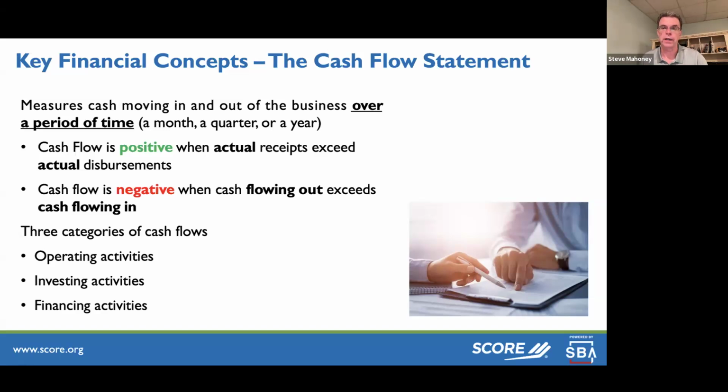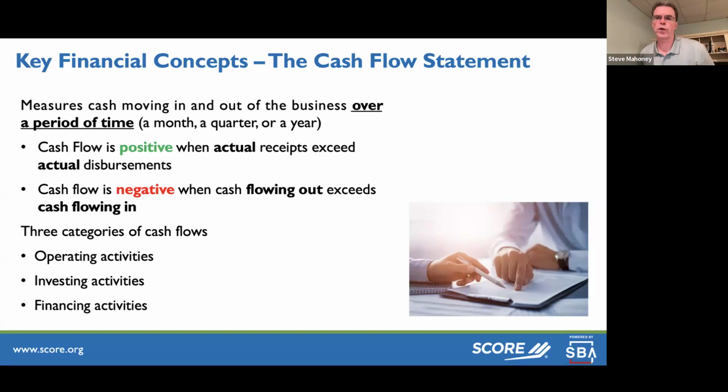So this is like the income statement. You look at your cash flow statement for a month, a quarter, or a year. It's over a period of time. It's not a snapshot point in time like the balance sheet. So you'll want to say, how much cash did I collect for the month of September, or September 30th year to date? Very simply, cash flow is positive when actual receipts exceed actual disbursements, and cash flow is negative when the opposite occurs.